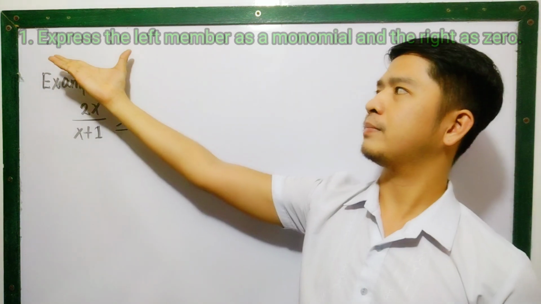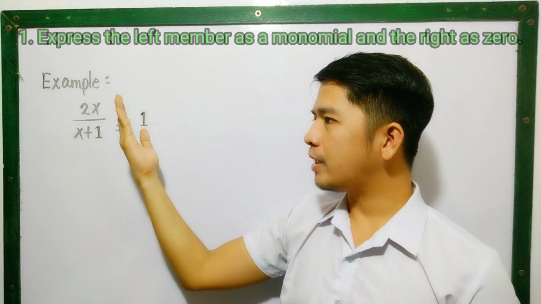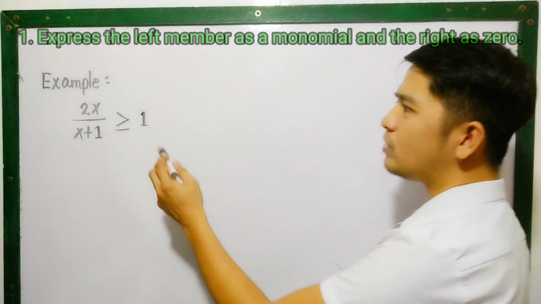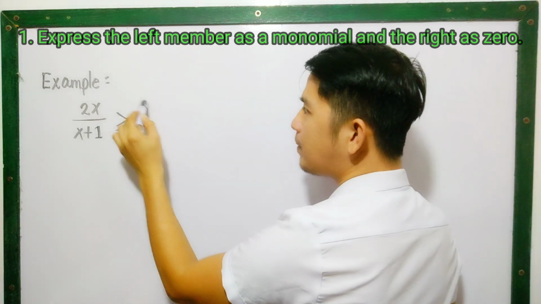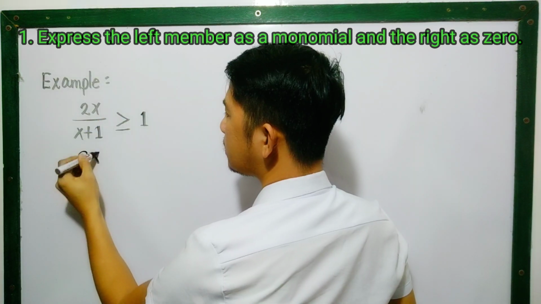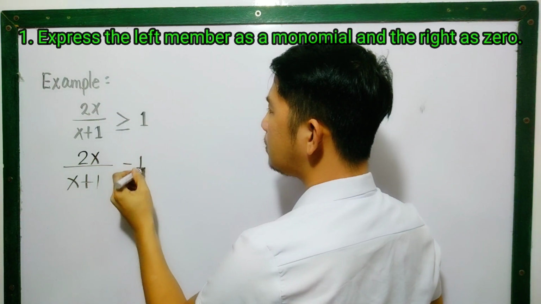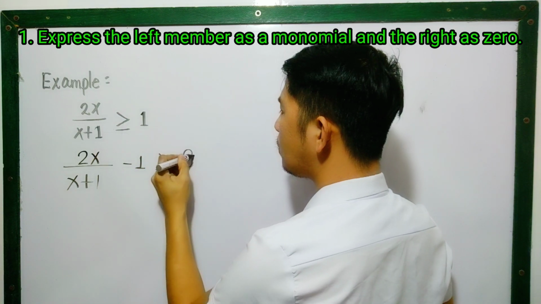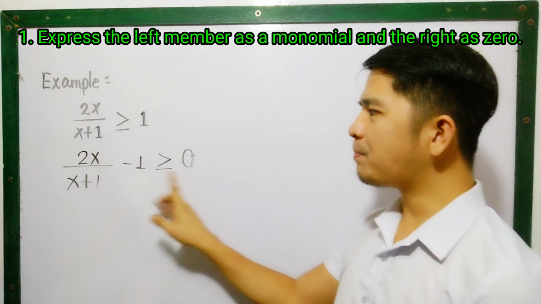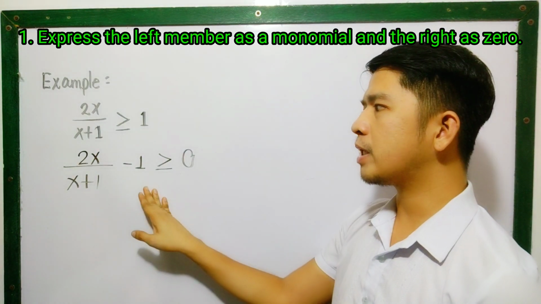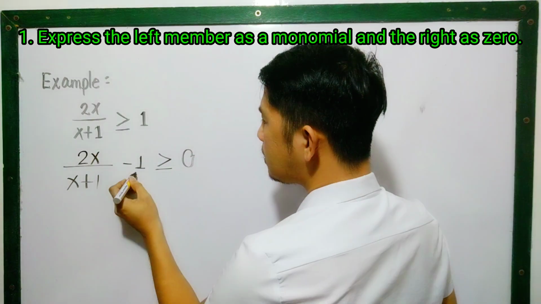So, the first step, ito yung gagawin natin. Gagawin nating monomial dito sa left side and 0 dito sa right side. But as you can see, it's already monomial, no? Pero ito ay hindi 0. So, ilipat natin to doon. 2x over x plus 1 minus 1 greater or equal to 0. Kasi nilipat na siya doon. Naging negative. So, 0 na siya, pero hindi naman siya monomial. Binomial siya. So, ang gagawin natin, we will combine them. Since subtraction yun, this is over 1, diba?